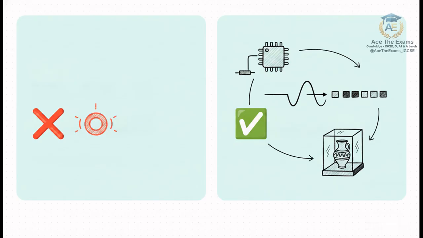But a winning answer? A winning answer uses the PEEL framework and deeply contextualizes the data. It explains that the humidity sensor gathers analog data regarding the moisture levels specifically in the museum's artifact room. It mentions that this continuous data stream is passed through an analog-to-digital converter, so the microprocessor can actively compare the current humidity against a stored preset parameter of 45%. And if the reading exceeds this, the microprocessor sends a signal to activate the dehumidifier actuator.